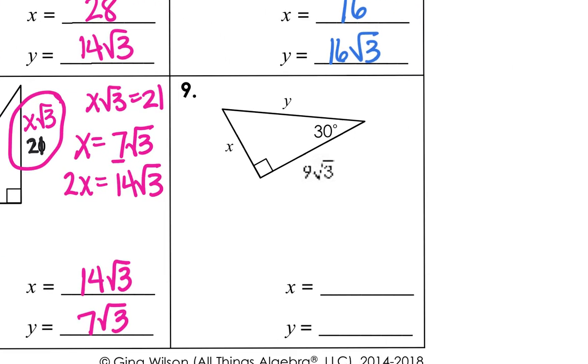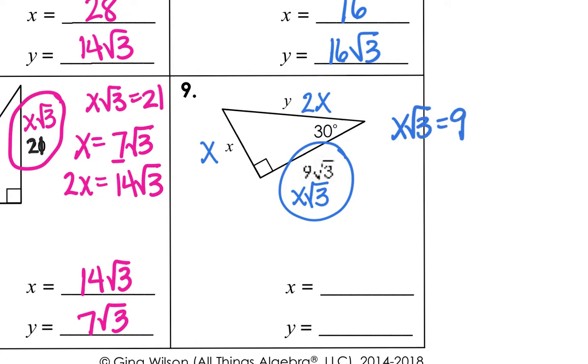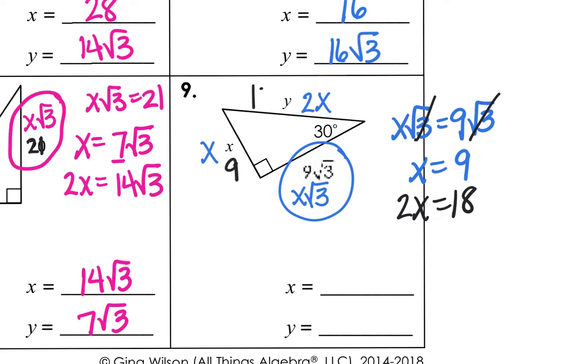All right, what about across from 30 is x, across from 90 is 2x, and then this side is x square root 3. Circle what's given. So if x square root of 3 is equal to 9 square root of 3, well, this time if I divide by the square root of 3, don't the square roots of 3 just cancel out? So x is 9. If the x square roots of 3 cancel out, then x is just 9, which means 2x is 18. So that means this side is 9 and this side is 18.